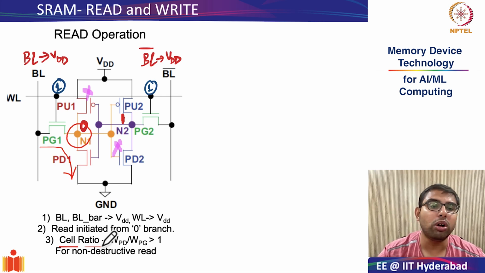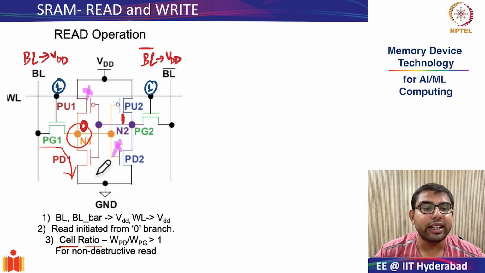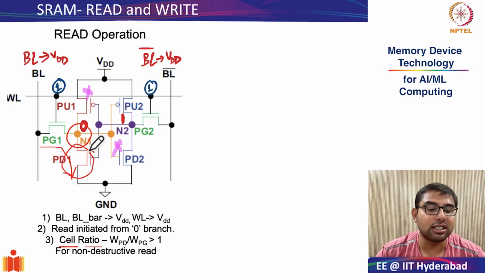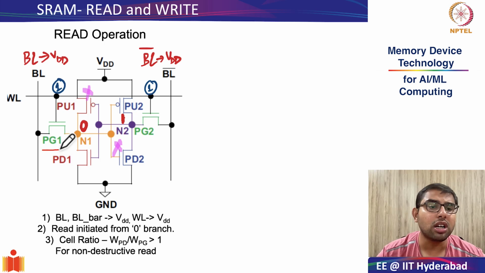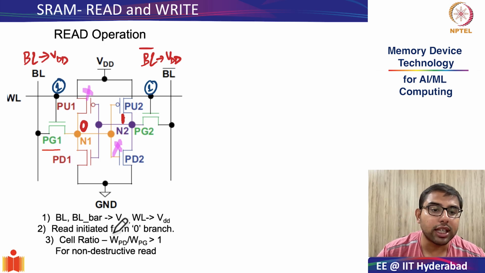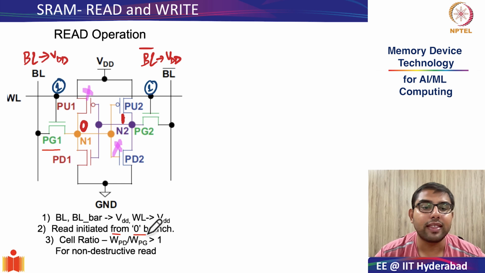What was the cell ratio? You ensured that the strength of the pull down transistor was much more than the strength of the pass gate transistor. Since both are NMOS, you ensured that the width of the pull down transistor was much greater than that of the pass gate transistor.